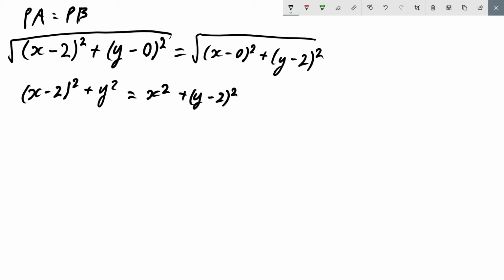And now we can expand these brackets. So we get x squared minus 4x plus 4, remembering that (a plus b) squared is equal to a squared plus 2ab plus b squared.